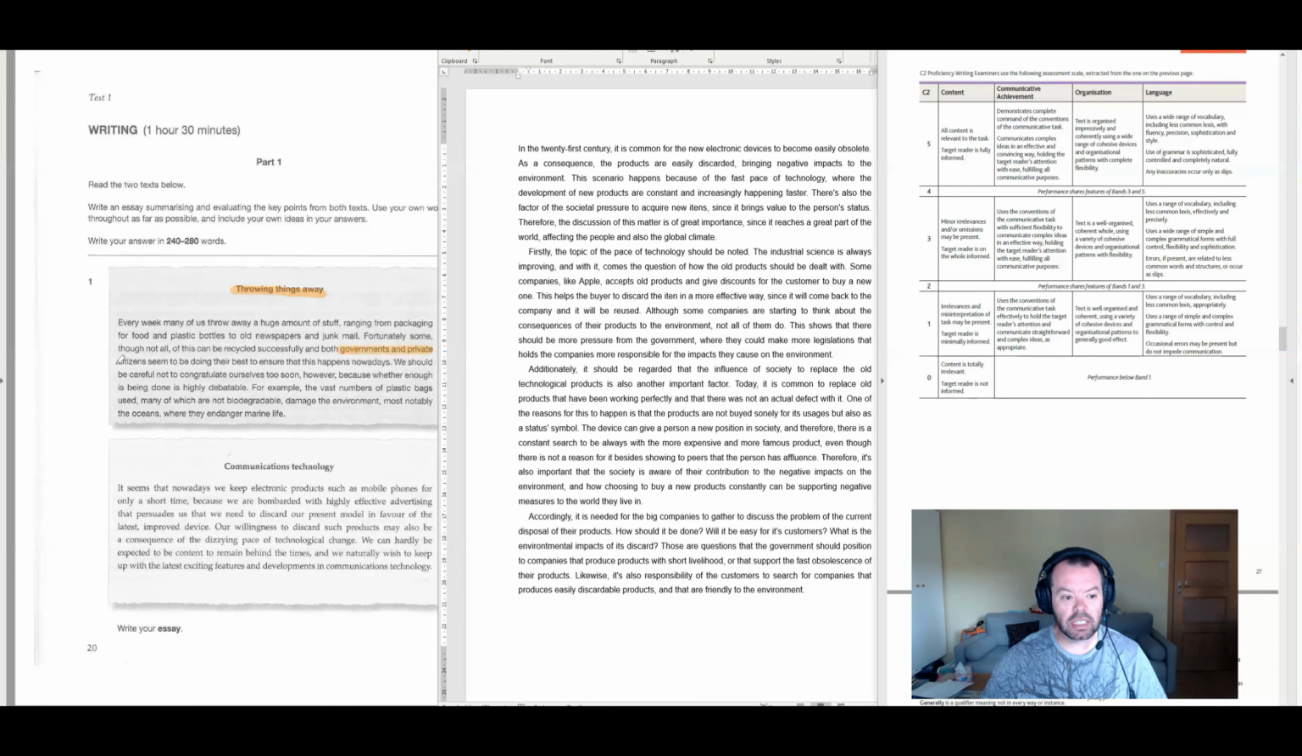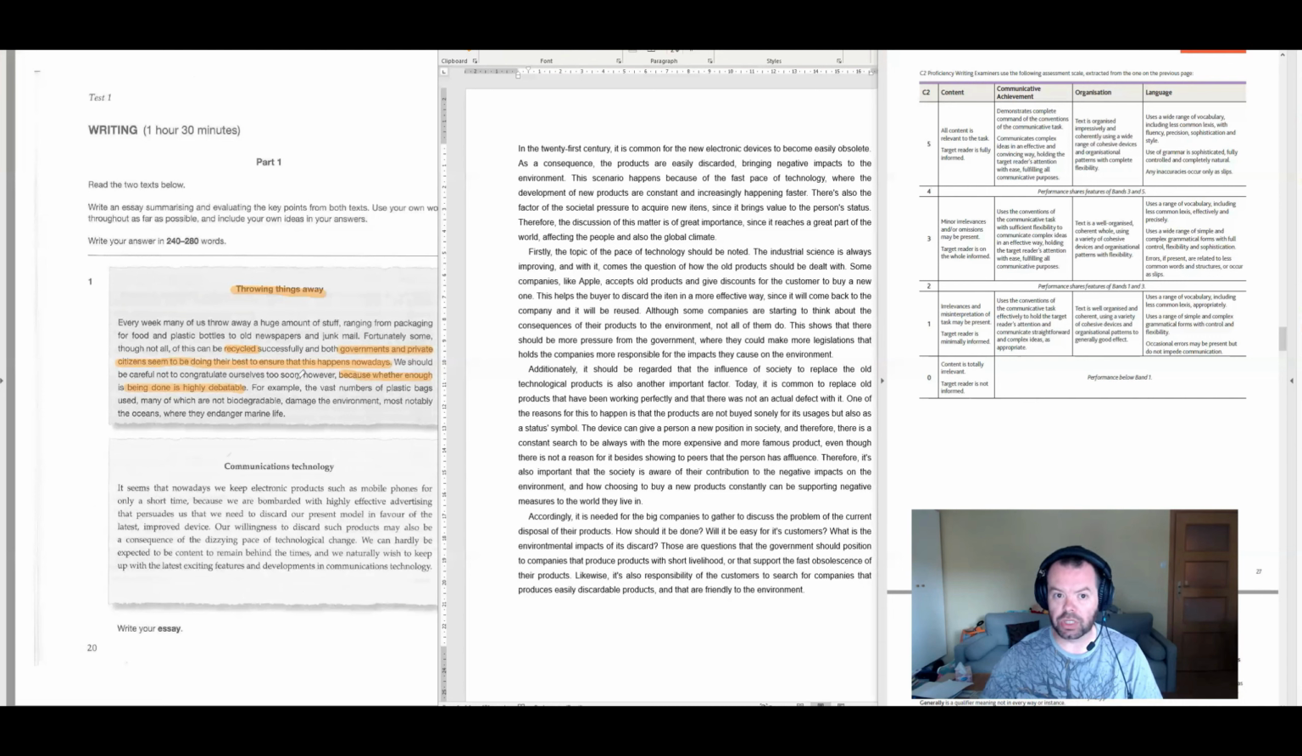Governments and private citizens seem to be doing their best to ensure that this happens nowadays, which is the idea of recycling. So that's the first content point, that governments and private citizens are trying to recycle as much as possible. The second point that's raised by this one is whether enough is being done is highly debatable. So we shouldn't be complacent. We should not congratulate ourselves too soon. So those are our 2 content points for the first text.